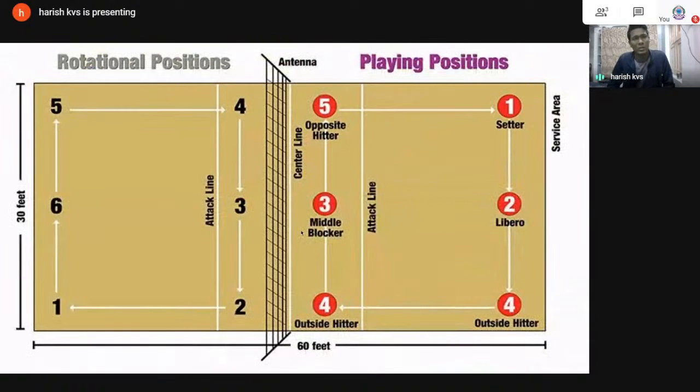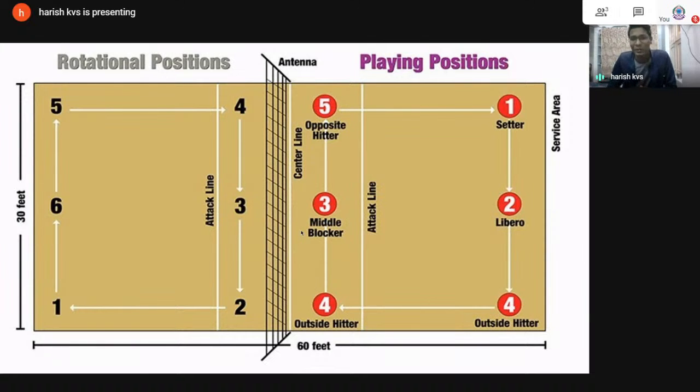So let us see it in a diagrammatic representation. On the left side of the picture, you can see the rotational positions, and on the right side of the picture, you can see the playing positions. You can see how a rotation is made. Let us think that there are six players.